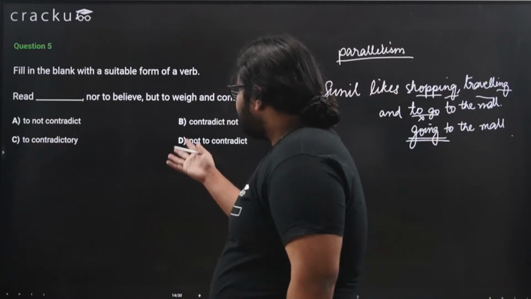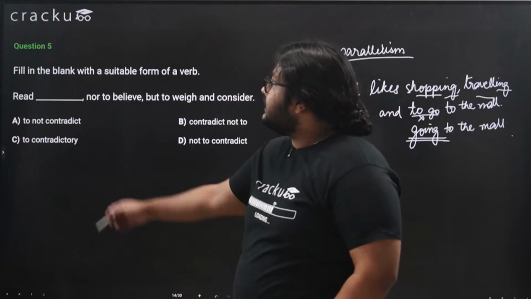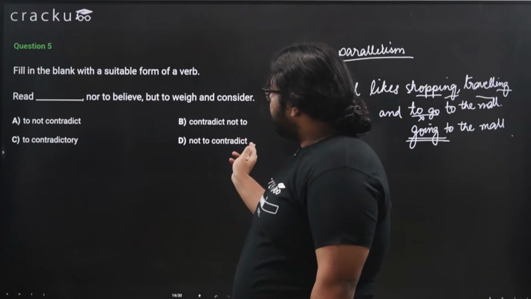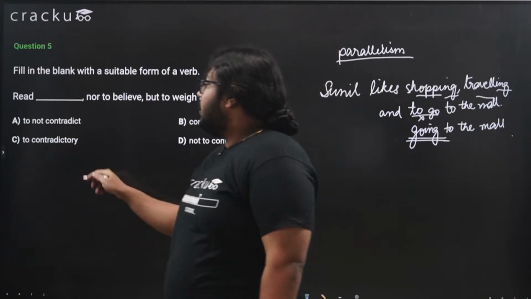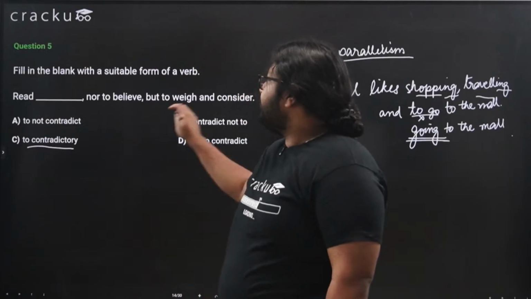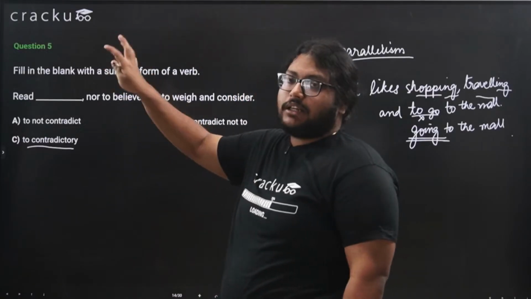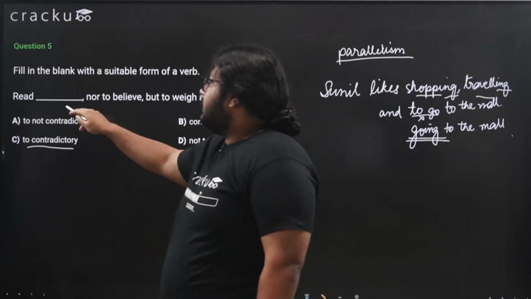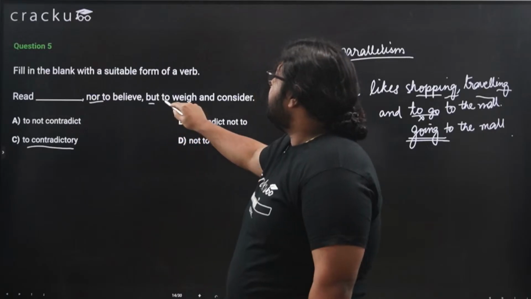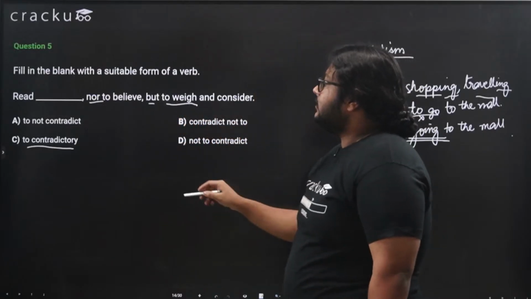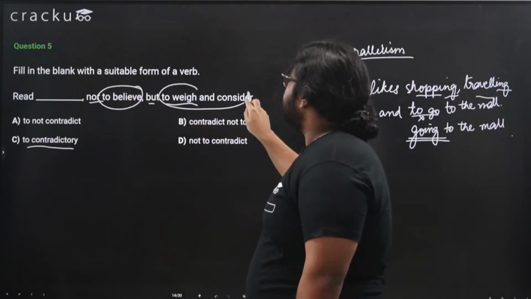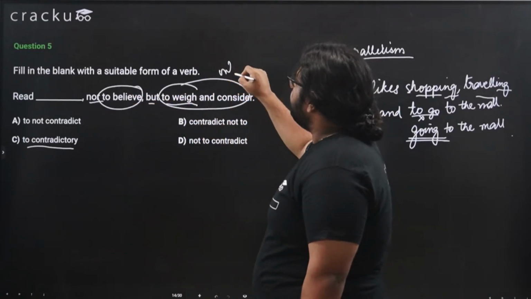Okay, anyways, coming back to this question, the question says: to not contradict, not to contradict, or to contradictory. So we need to pick out which is the correct verb here. "Read dash, nor to believe, but to weigh and consider." To believe, to weigh and consider. It is an infinitive.